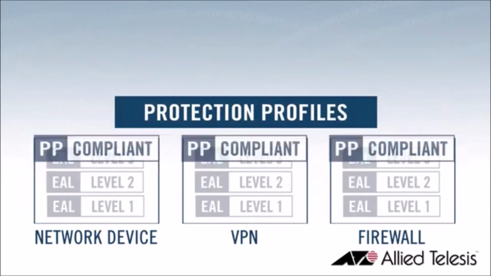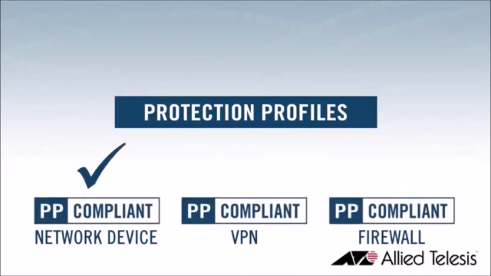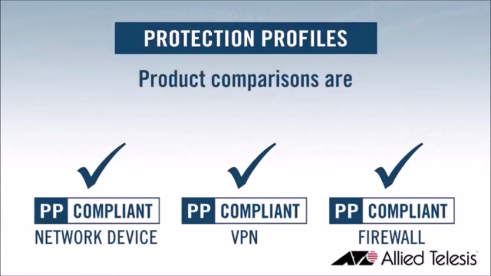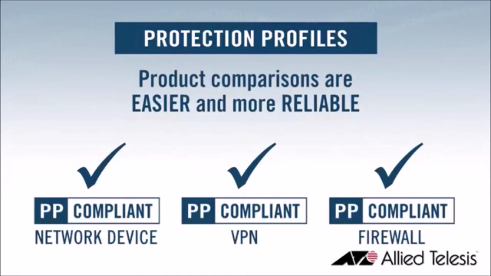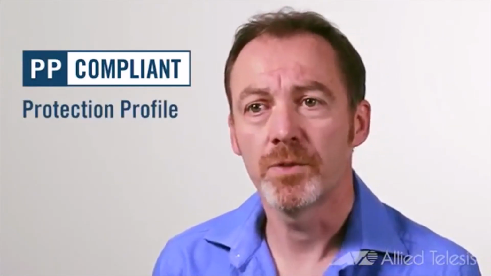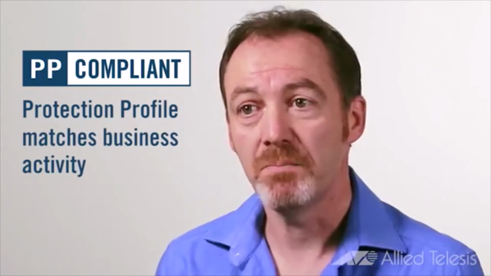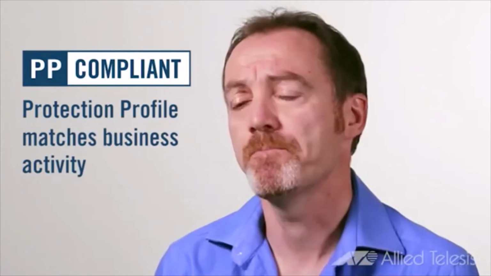The revised system removed the EAL levels for each protection profile, and instead products are simply deemed compliant if they pass. The new protection profiles ensure security requirements are achievable, repeatable and testable, and product comparisons are therefore easier and more reliable. So when making purchasing decisions, buyers now only need to look for products that are PP compliant for the protection profile that matches their business activity, rather than trying to understand the meaning of the EAL numbering scheme.